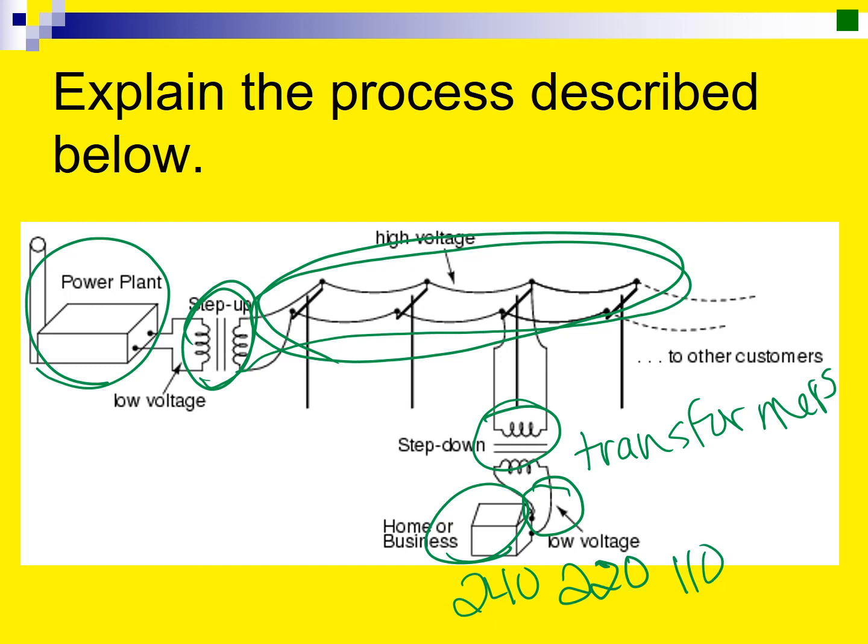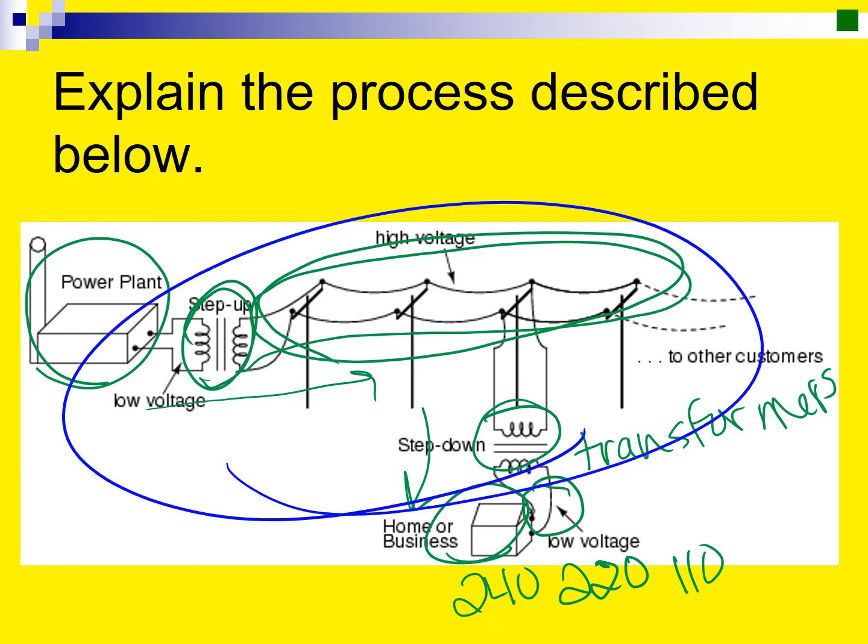And so that's what you're doing: you step it up, and then you step it down. And this whole process right here uses alternating current, which is where those electrons move back and forth.